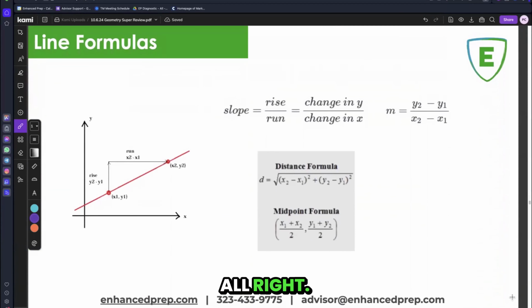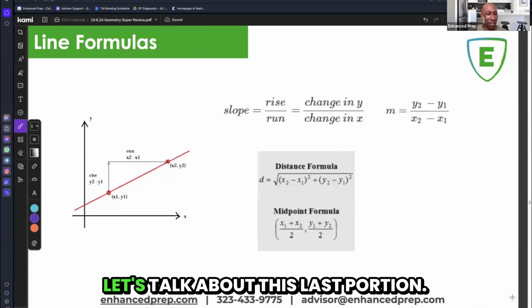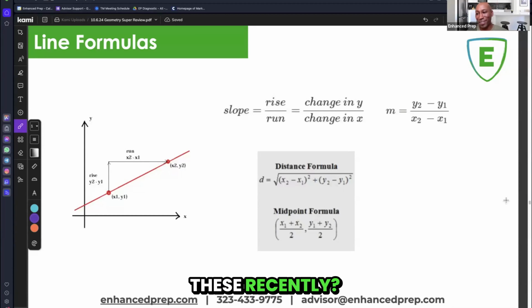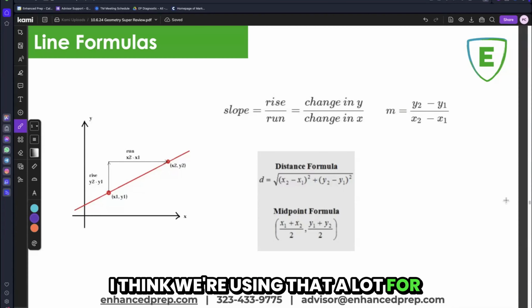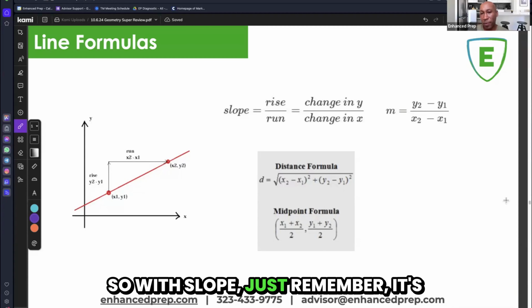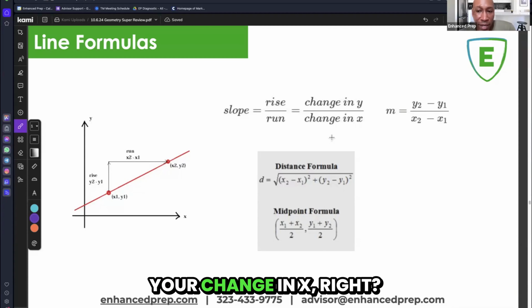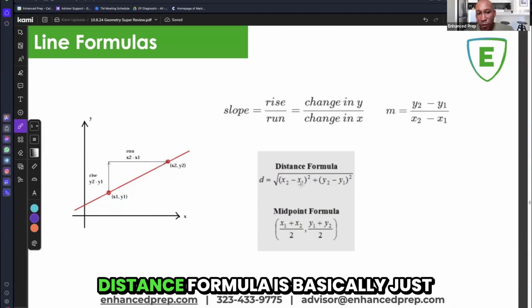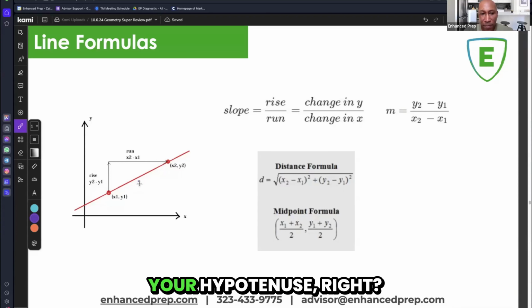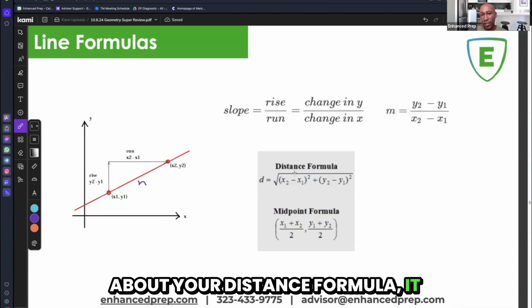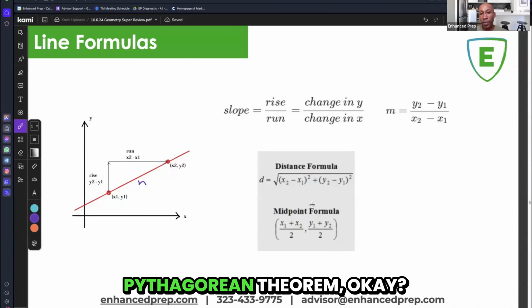All right. I know we're almost at time, but let's talk about this last portion. So as far as lines, slope intercept form, have you been working with these recently? Yeah, I think we're using that a lot for pre-calc. Okay. Awesome. So with slope, just remember it's going to be your change in y over your change in x. Right. It doesn't matter which point you're using. And then just remember your distance formula is basically just your hypotenuse, right? That's why when you're thinking about your distance formula, it looks very similar to your Pythagorean theorem, okay?